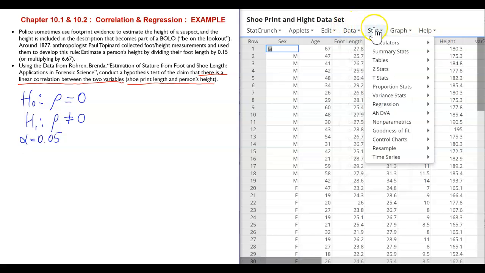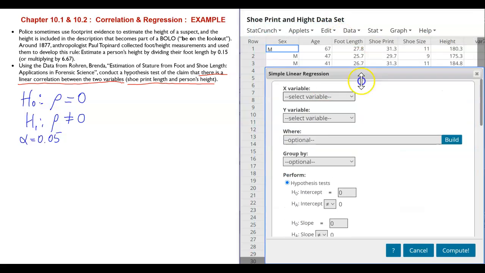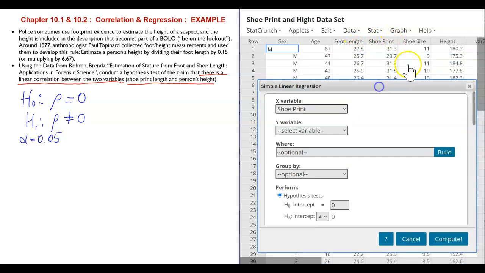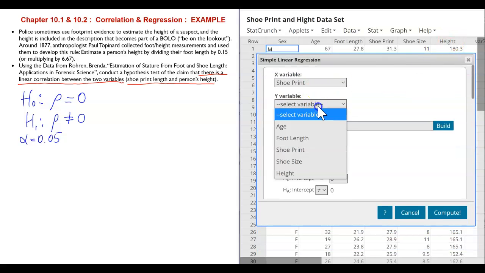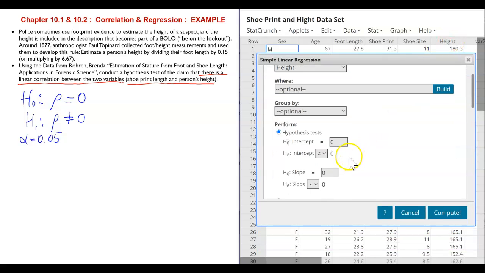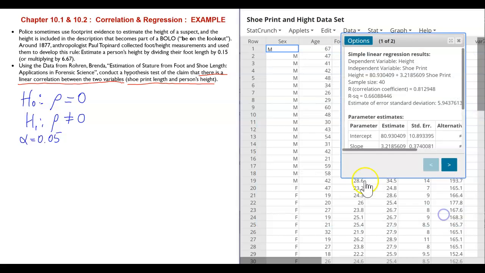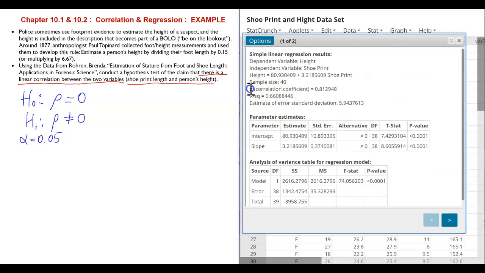In StatCrunch, go to Stat, Regression, Simple Linear. X variable will be shoe print, and Y variable is height. Leave this blank. Make sure the alternative hypothesis shows the right sign, and click Compute. The linear correlation coefficient R is equal to 0.813, rounded to 3 decimals. Let's write it down.